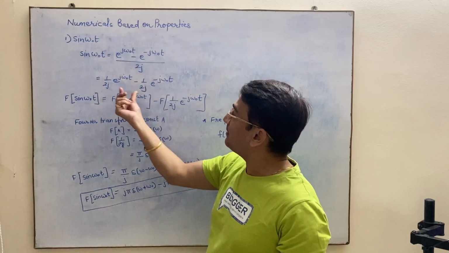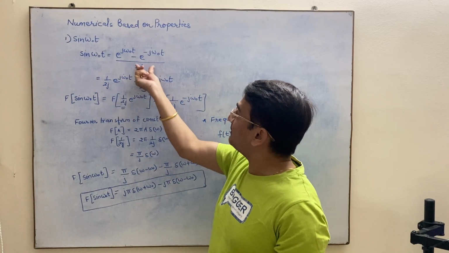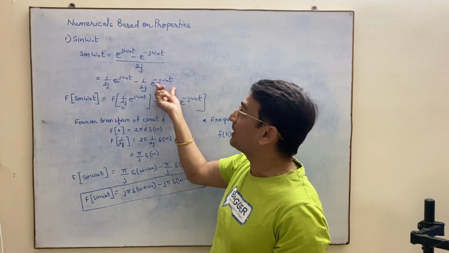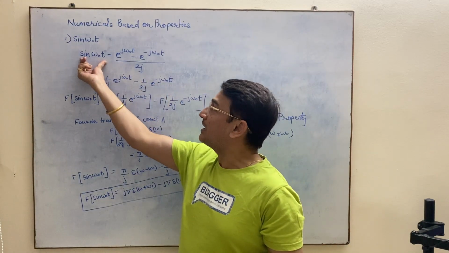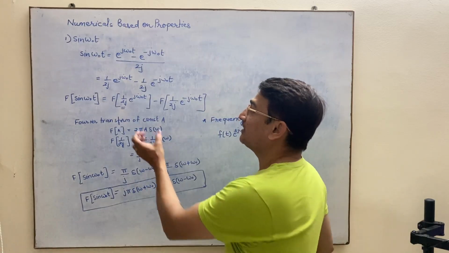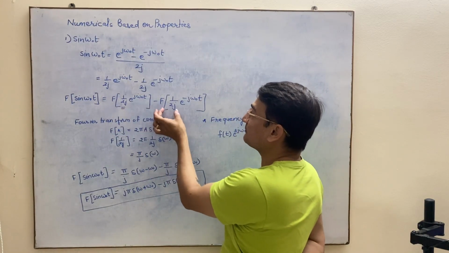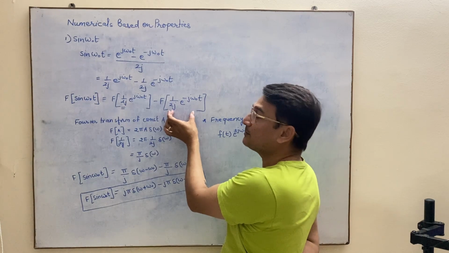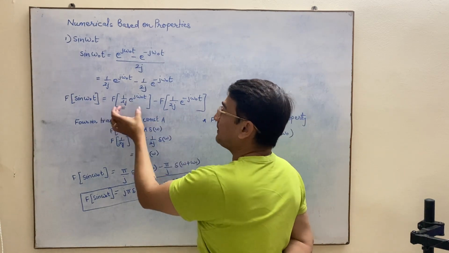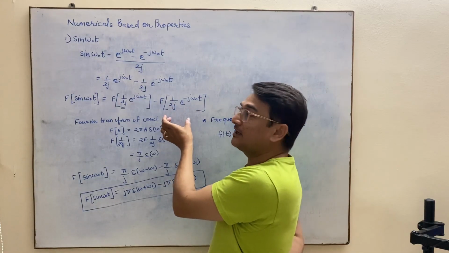Again, this can be written as 1 by 2j e to the power j omega naught t minus 1 by 2j e to the power minus j omega naught t. So if you want to calculate the Fourier transform of sin omega naught t, you can calculate the Fourier transform of 1 by 2j e to the power j omega naught t minus the Fourier transform of 1 by 2j e to the power minus j omega naught t. That means the Fourier transform of both parts can be calculated separately.